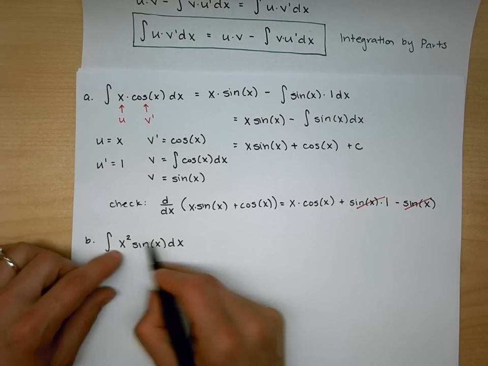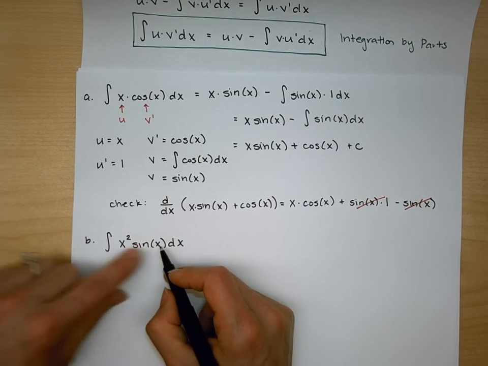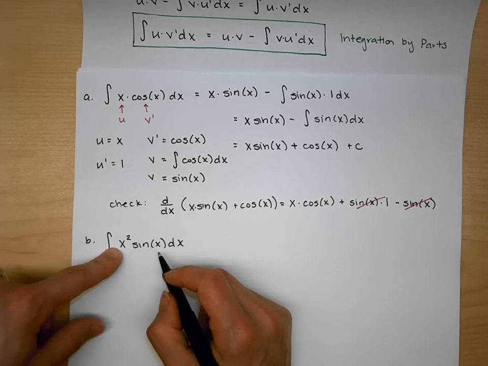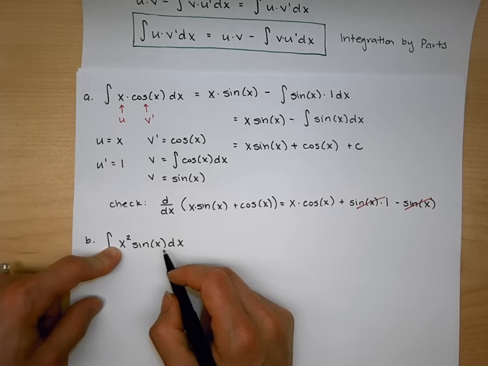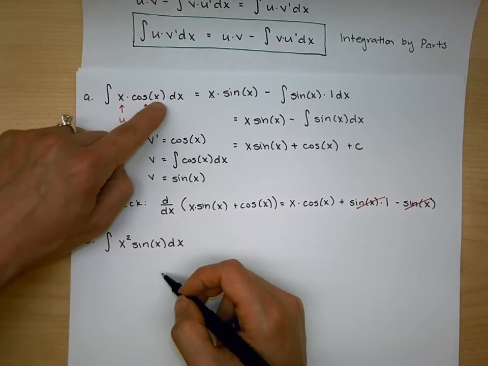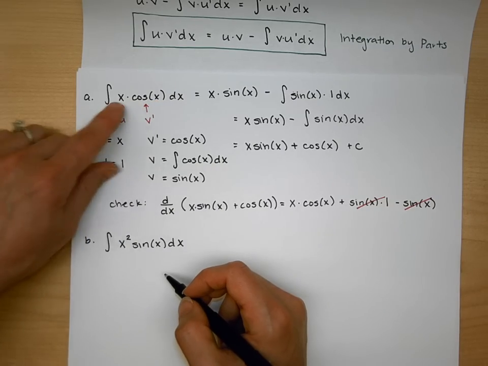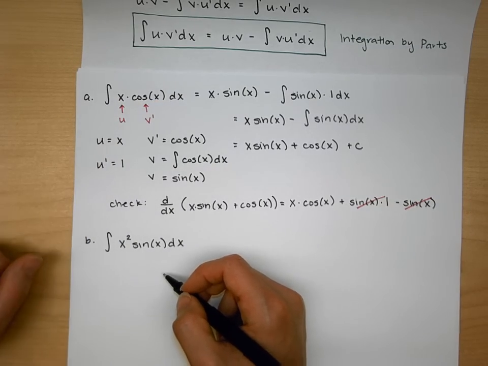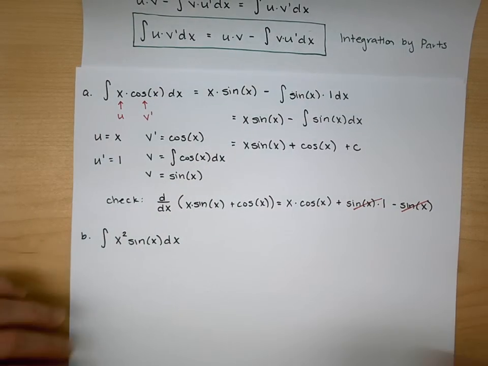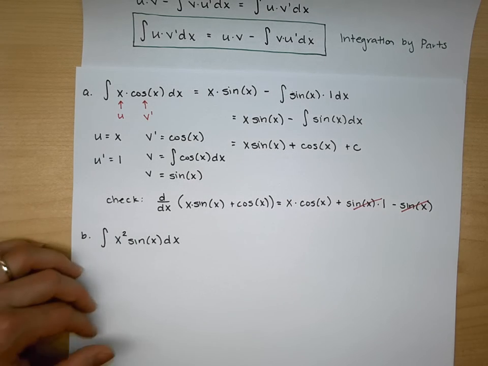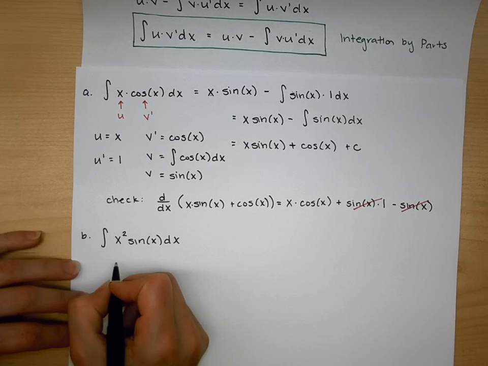If these actually were switched, if this was an x squared and if this was an x, that would be a u substitution and not an integration by parts. Similar here, if this was an x squared instead of an x, then I would see a composition and its derivative, and we'd use u substitution. Okay, but I'm not getting that here. So let's go ahead and use integration by parts.